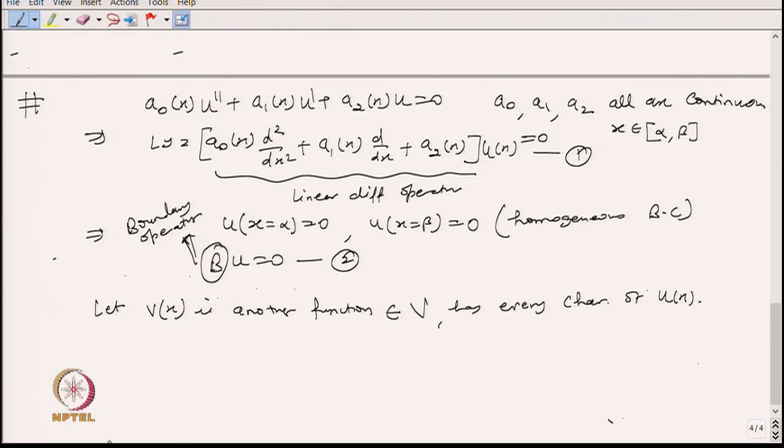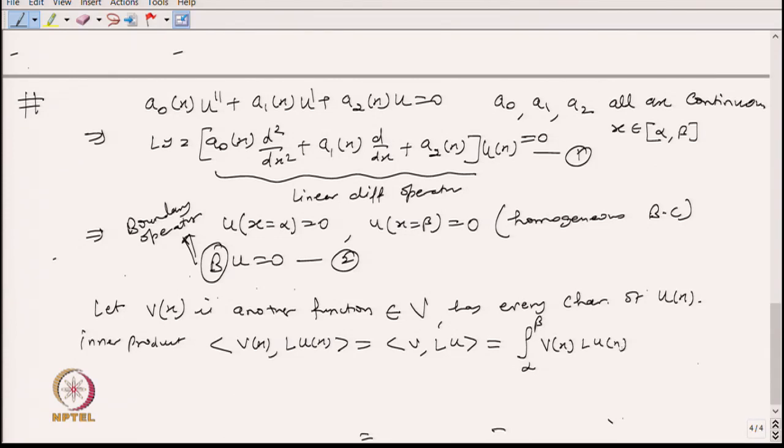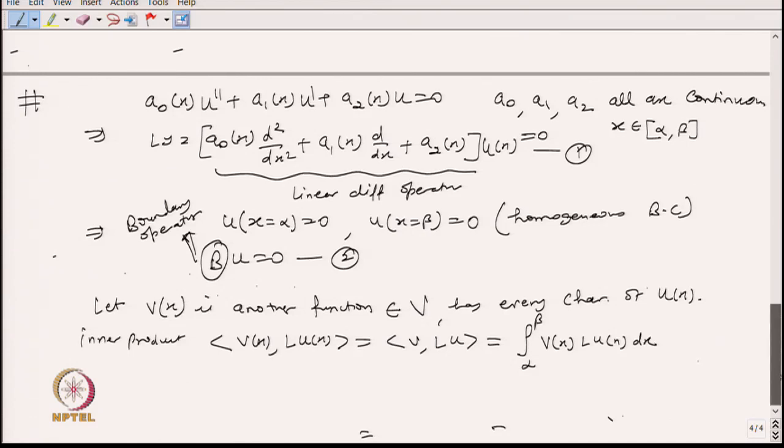Then I define the inner product. Let us define the inner product of v of x with L u of x. For short, I will write this as v, Lu, and in this case the inner product will be the integral from alpha to beta of v of x times L u of x dx. This is my inner product of the two functions.